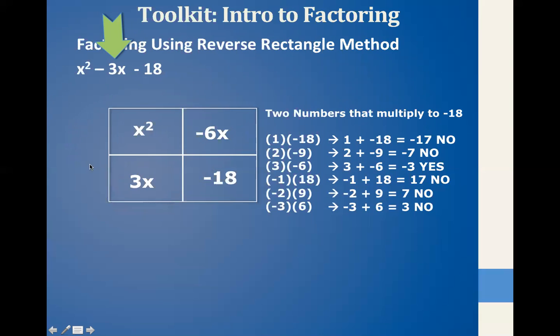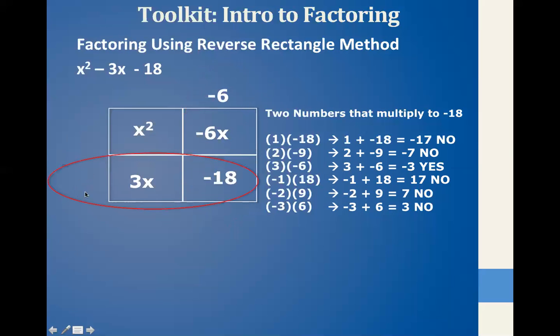Okay, now I'm going to fill in the sides. I'm going to start with this column here. I've got negative 6x and I've got negative 18. What is the biggest common factor between both of those? What is the biggest number I can divide out of both of those? Well, negative 6 is the biggest number I can divide from both of those terms.